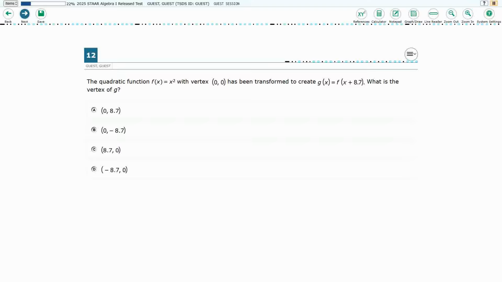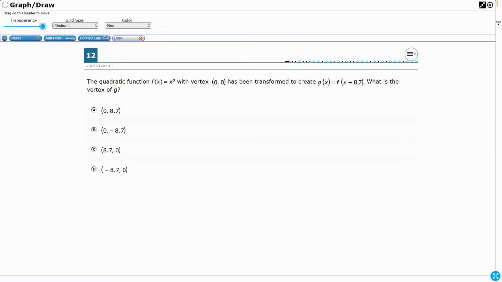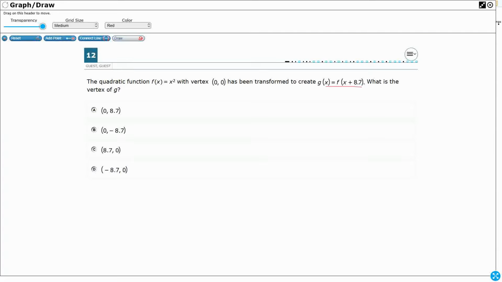Number 12, we are looking at parent functions. This is A.7c. And we simply want to know what is the vertex if we transform this, okay? So we could graph something if we want to, and I'll show you how it works with the graph, but we can also figure it out without the graph. So there's two different ways that we can do this.